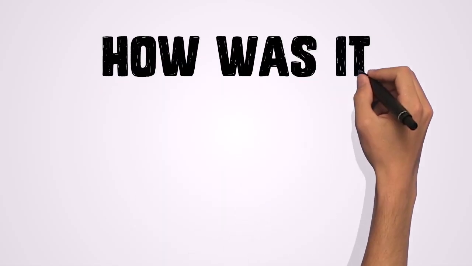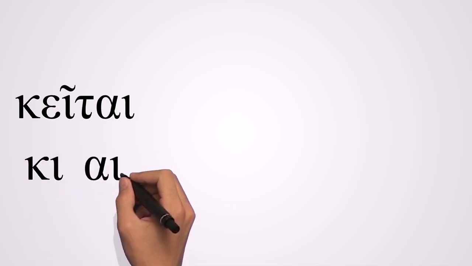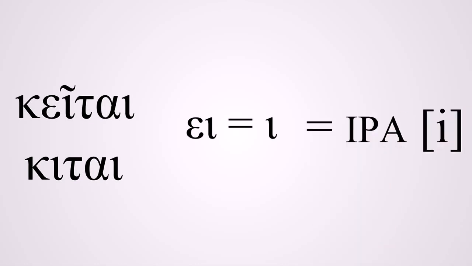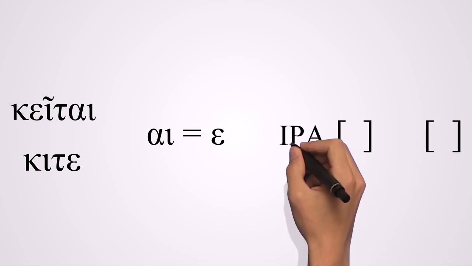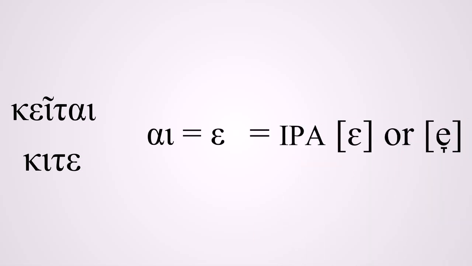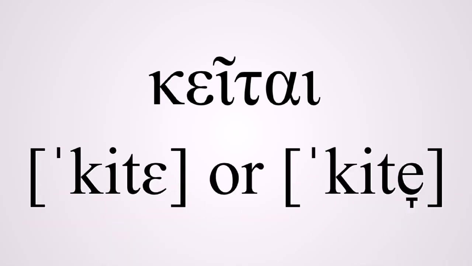Now, how is it pronounced in the Koine period? Well, back to our spelling mistakes. Sometimes it is misspelled like this. So we learn that, in this context, epsilon iota was equivalent to iota, both being pronounced as E. In other instances, it is misspelled like this. So we learn that, in this context, alpha iota was equivalent to epsilon, both being pronounced as E. From these clues, we can conclude that the word itself was pronounced as kite.